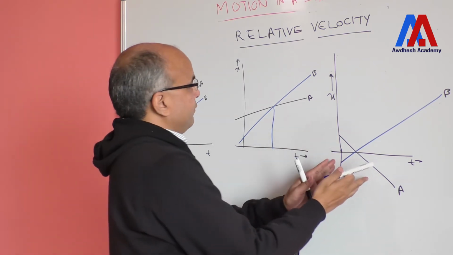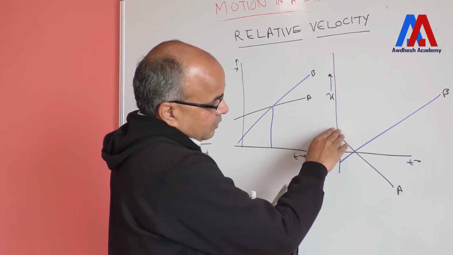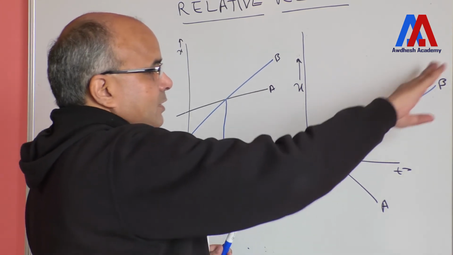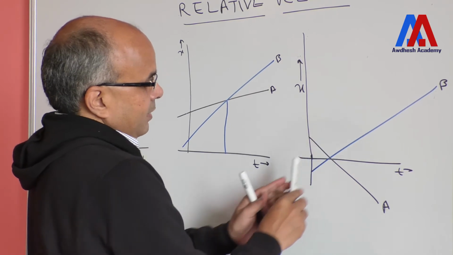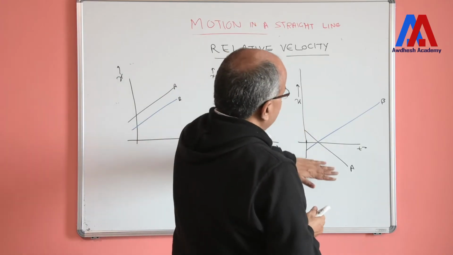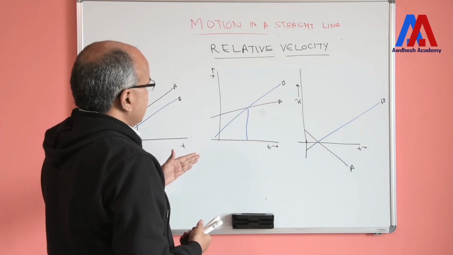In the third case, we find that particle A is moving on the minus side while particle B is moving on the opposite side, and therefore these two will meet at some point of time at some place here. So these are the three types of situations which we will come across in relative velocity problems.